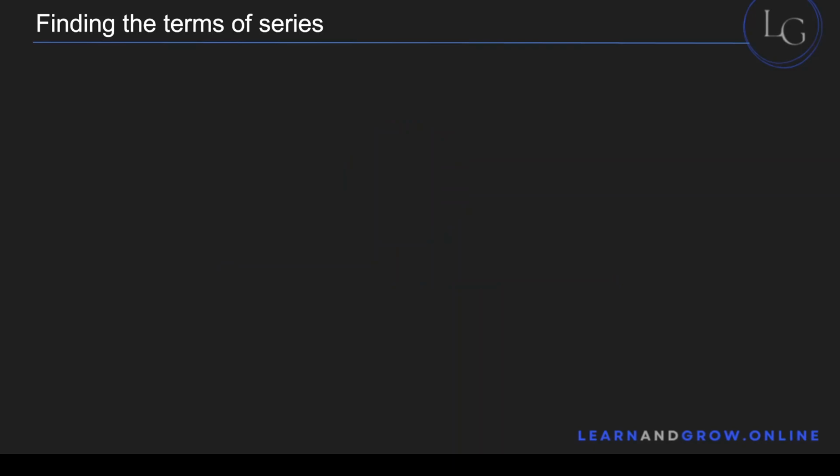So we have to find the terms of a series. The question is worded like this: these are the first three terms of the series, -7, -5, and -3, and they amount to 65. So 65 here is Sn, and we have to find n. How will we do that?